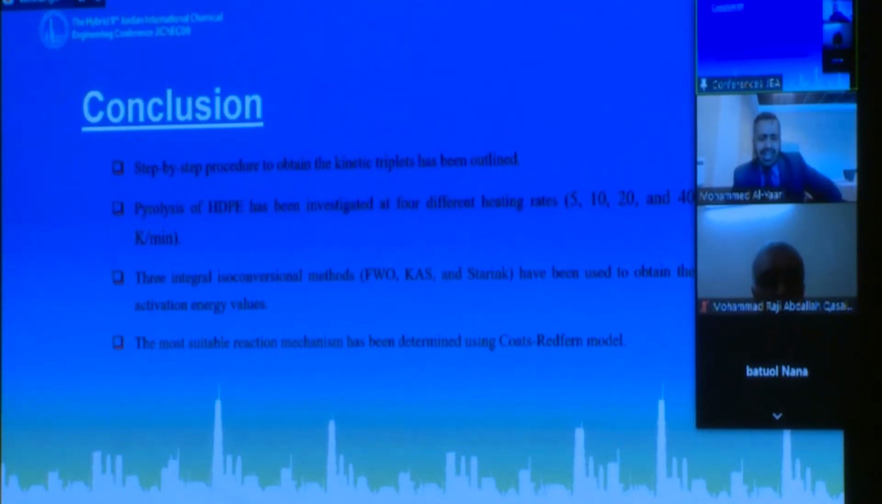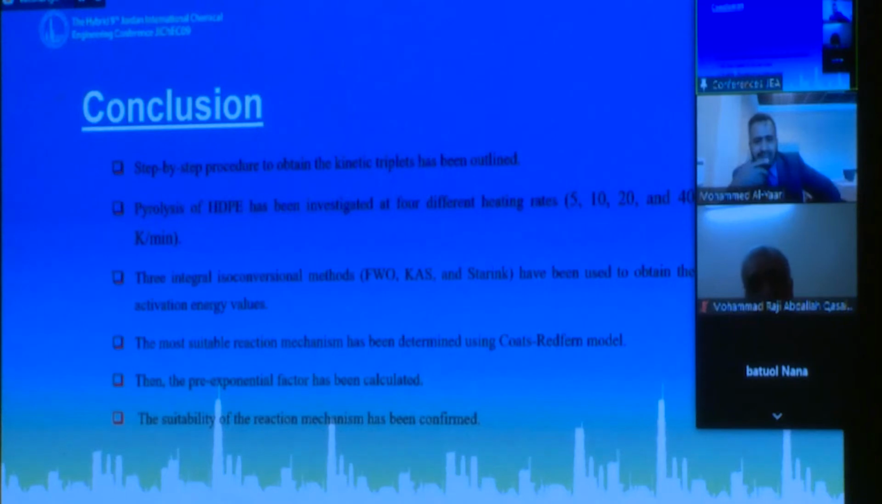And then the average value was compared with the value obtained by Coats-Redfern at different mechanisms to identify the most suitable reaction mechanism, and we ended up with the conclusion that the reaction mechanism is third order. The pre-exponential factor has been calculated after that, and the suitability of the reaction mechanism has been confirmed by having a linear relationship between ln A and the activation energy.